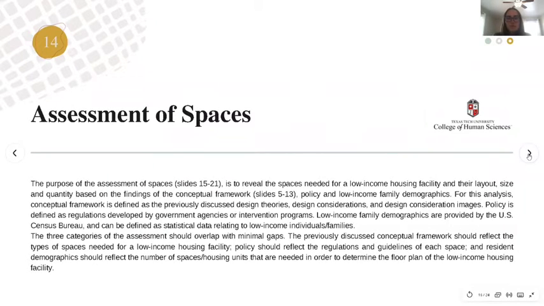The purpose of the assessment of spaces is to reveal the spaces needed for a low-income housing facility, as well as their layout, size, and quantity. This will be done by applying regulations developed by government agencies and the demographics of low-income families to the information gathered throughout the conceptual framework. These three categories should overlap, allowing the floor plan of the facility to be determined.